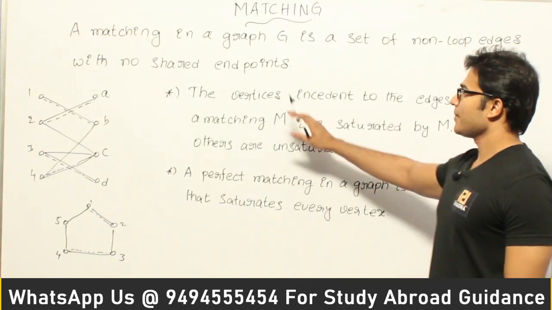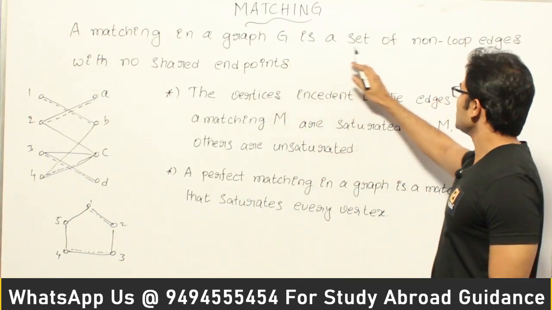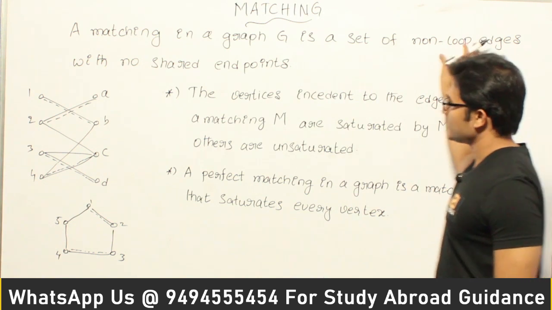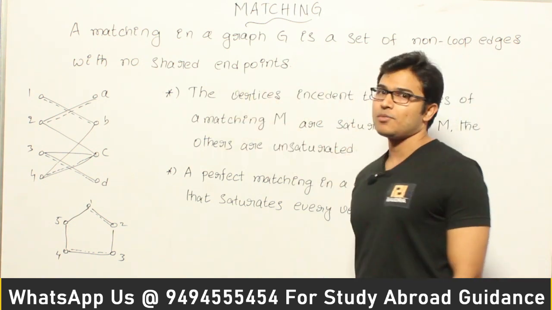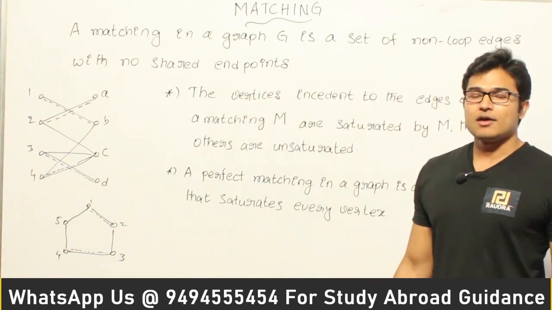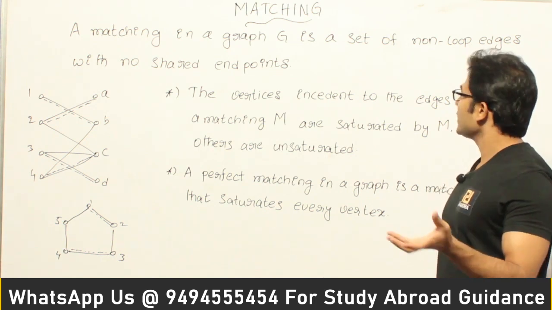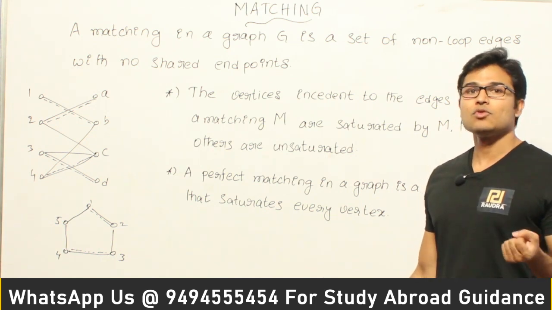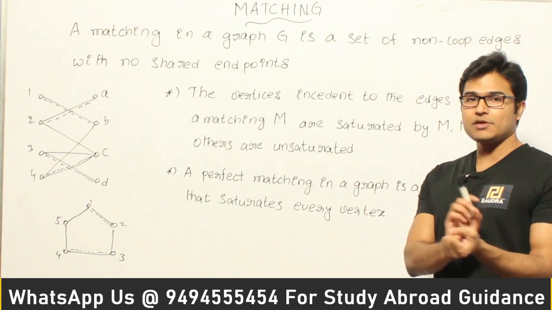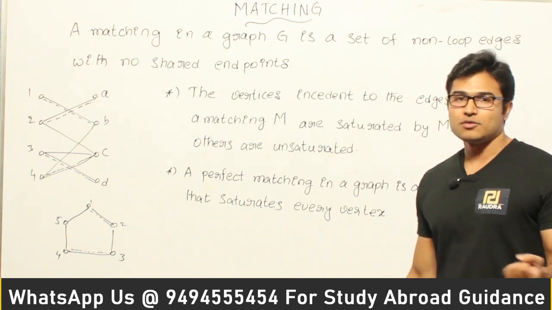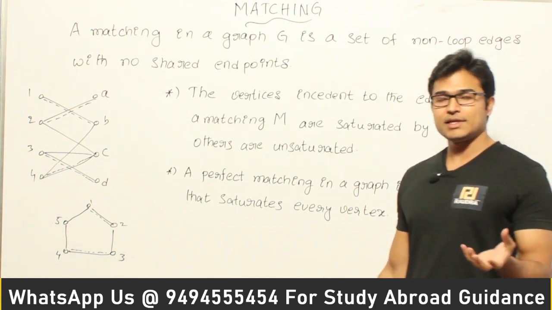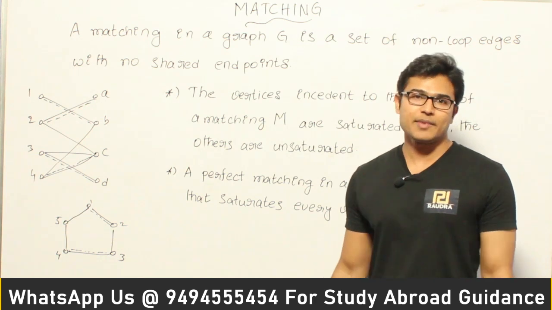Let's look at this concept, matching. A matching in a graph G is a set of non-loop edges with no shared endpoints. Which means if you try to take the edges with no shared endpoints, no vertex should be common in all the edges that you have selected. If you can select such edges, that is called a matching.